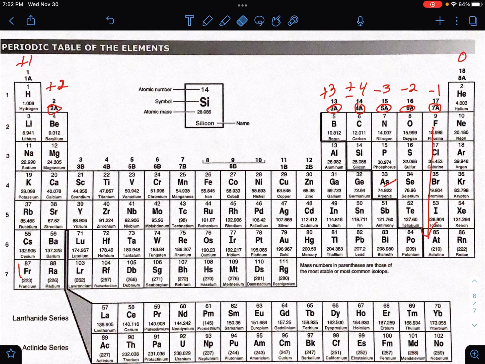Okay, so now we're going to talk about ionization energy. That's the energy it takes to remove an electron. It's going to get a lot higher the opposite way. It's going to get higher as you go up towards the top. Now think about it, it's the energy it takes to remove an electron.